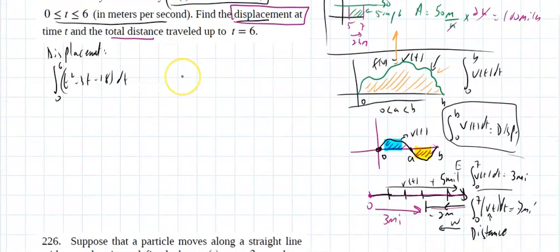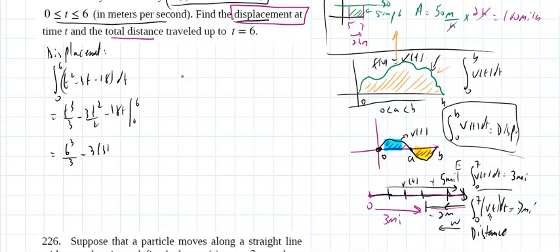Well, that is t cubed over 3 minus 3t squared over 2 minus 18t, evaluated from 0 to 6. That is 6 to the third divided by 3, minus 3 times 36 divided by 2, minus 18 times 6. If you substitute 0 in this case in all of those, you do get a 0. So that will be, oh boy.